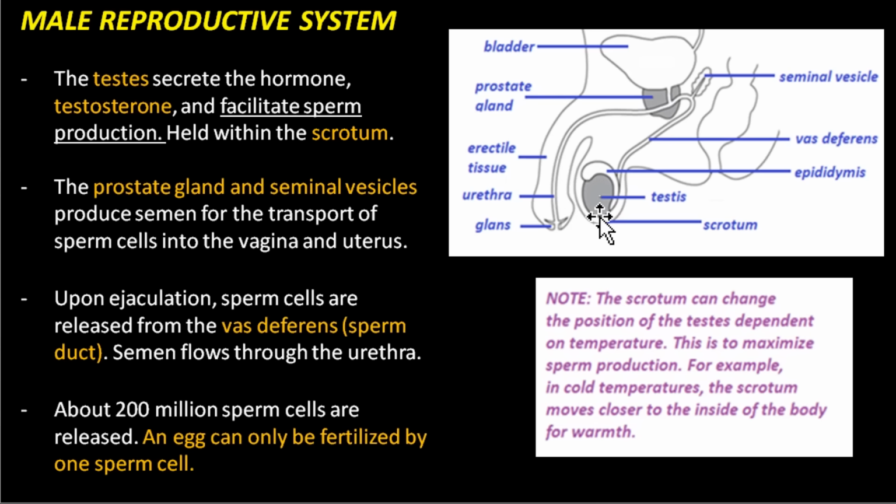So next we have the prostate gland and the seminal vesicles, and these help to produce semen for the transport of sperm cells into the vagina and uterus. Sperm is different from semen because sperm is actually the cells that will swim in the liquid semen. So upon ejaculation, sperm cells are released from the vas deferens. This is called the sperm duct. These connect the testes to the prostate, and eventually the sperm cells will swim out of the urethra. So about 200 million sperm cells are released, and an egg can only be fertilized by one sperm cell.